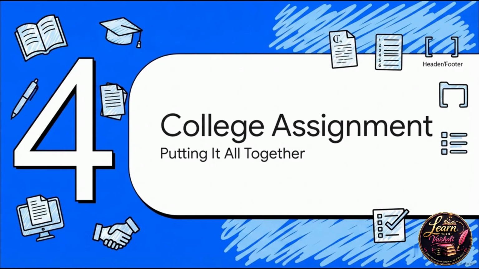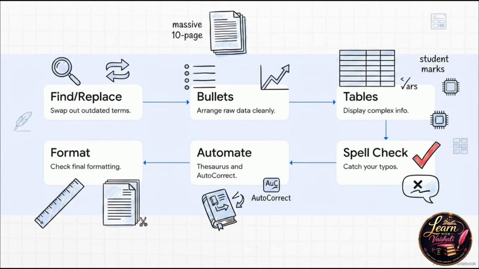All right, moving into section 4. We've looked at a whole bunch of isolated features so far. Now, let's actually put it all together in a super relatable real-world scenario. Let's build the perfect college assignment. Okay, imagine you have just finished typing out a massive 10-page computer science assignment. The hard part is done, but the document itself is a mess. It's raw.